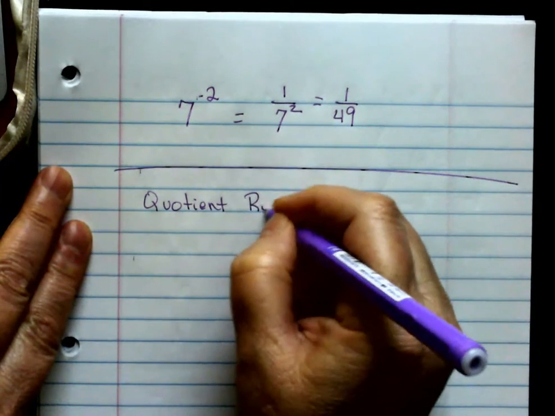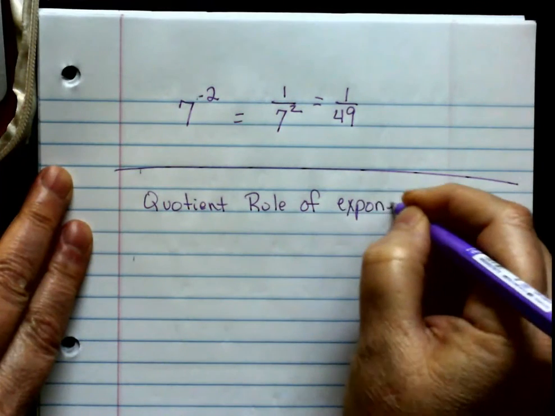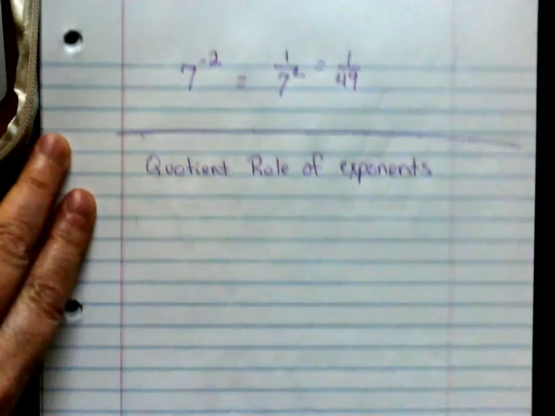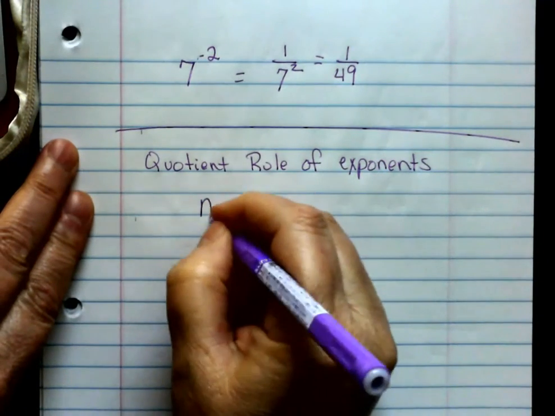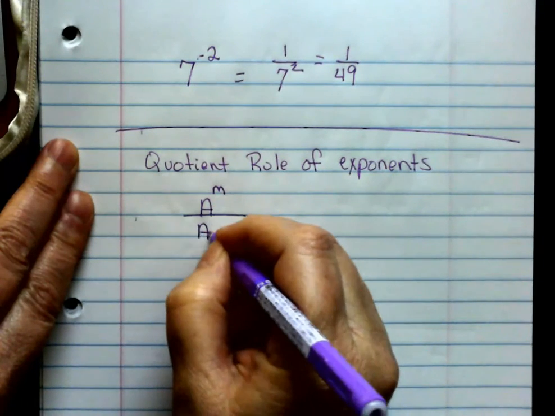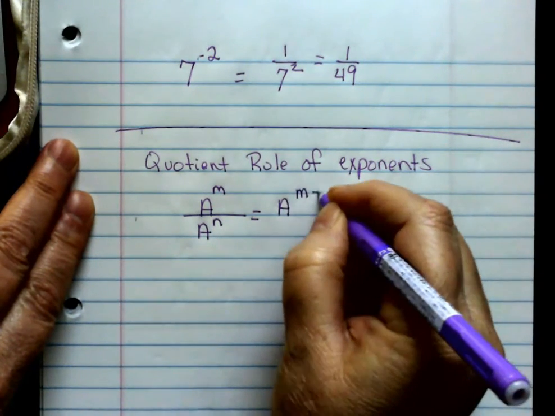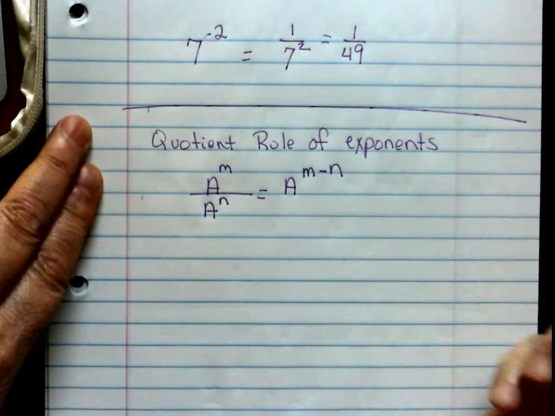The quotient rule of exponents is when you're dividing. And it says, as long as the bases are the same, you subtract the exponents. And let me show you how that works.